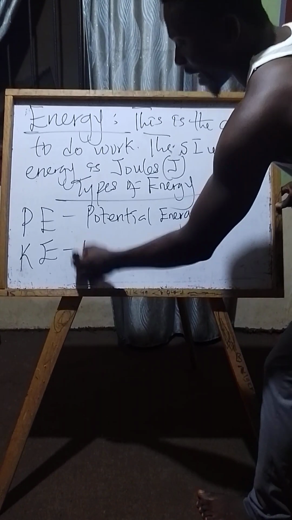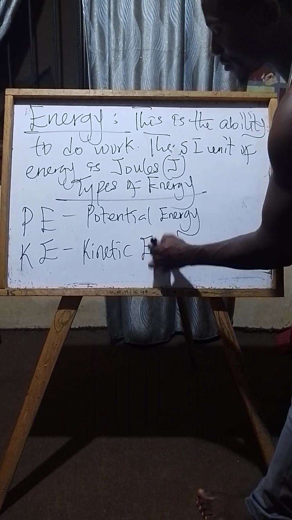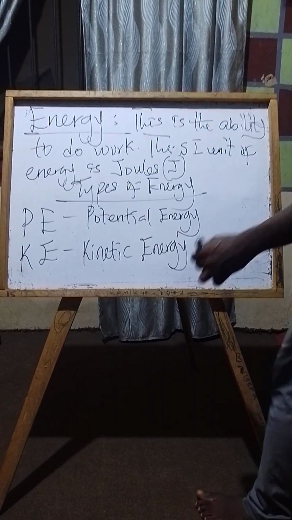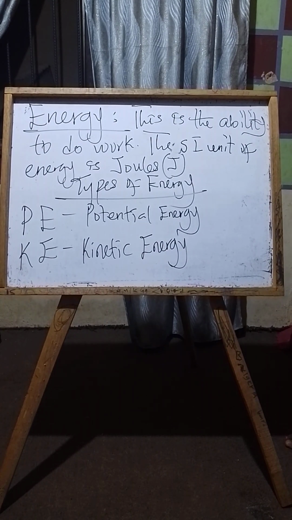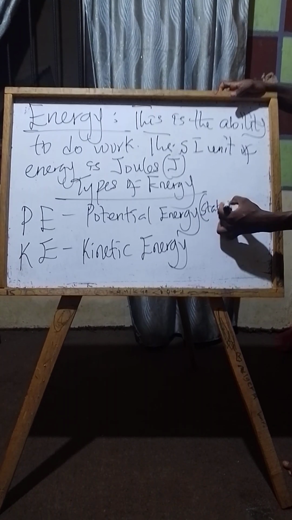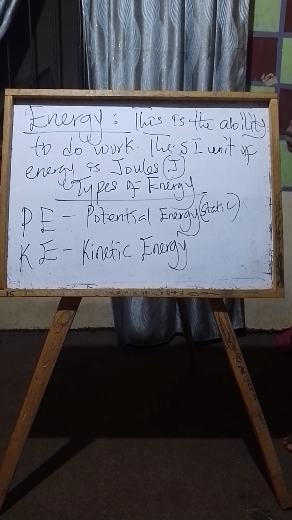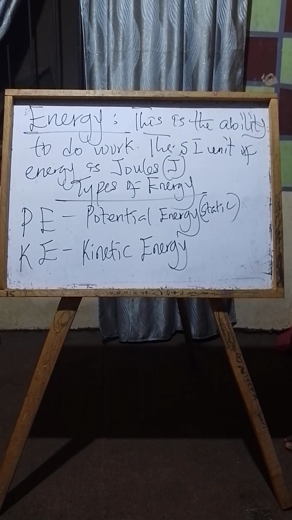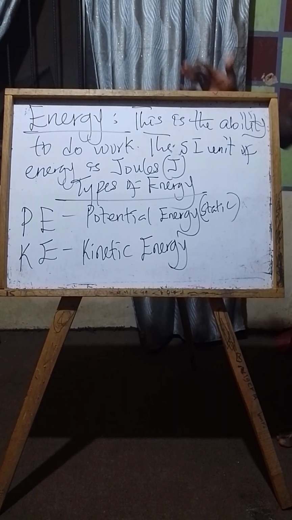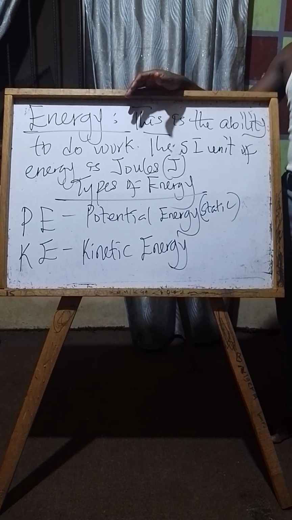KE, we mean kinetic energy. When an energy is said to be potential, it means it is static. If you don't understand the word static, it means it is not moving. It is in one spot or one position. That is a potential kind of energy.